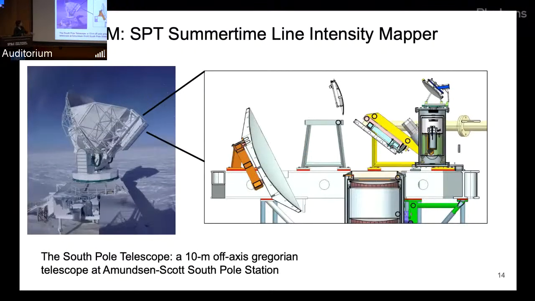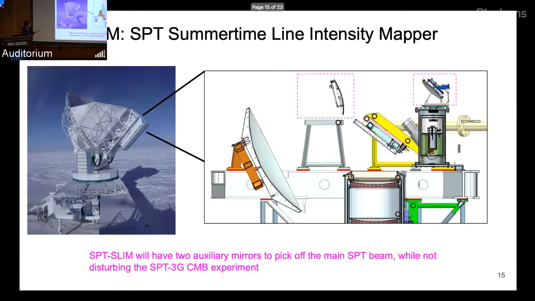So let's unpack the name here, the SPT Summertime Line Intensity Mapper. SPT stands for the South Pole Telescope. The South Pole Telescope is a 10-meter off-axis Gregorian telescope at Amundsen-Scott South Pole Station. And you may know this telescope because it usually has CMB experiments inside. So it's had SPTpol, SPT-3G, and the original SPT experiment.